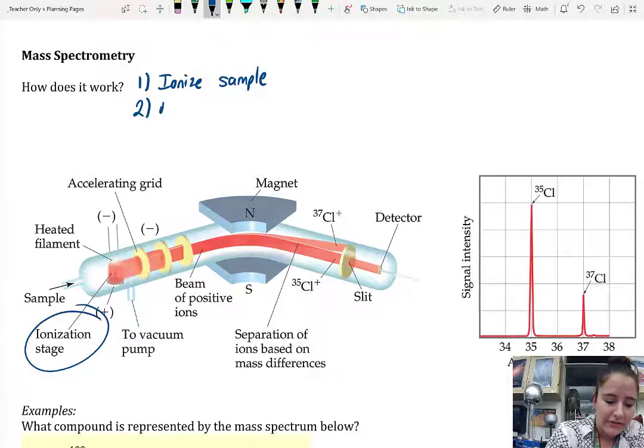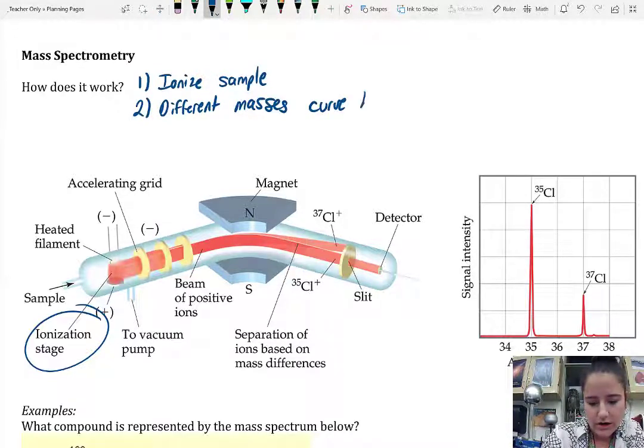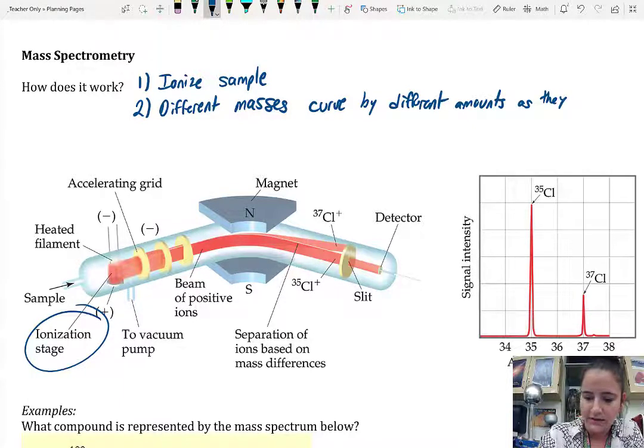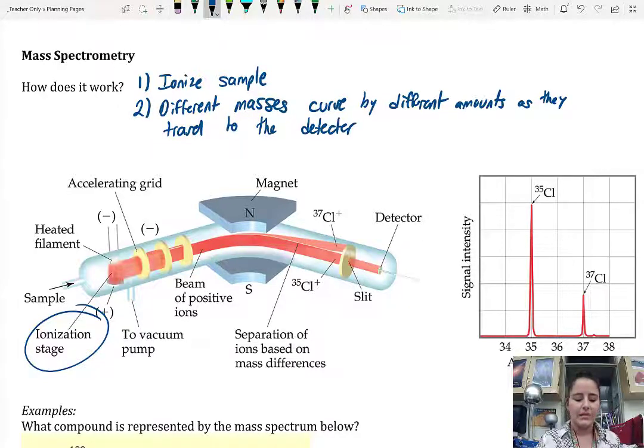So different masses curve by different amounts as they travel to the detector. Okay? And now they can actually control that and use it to separate them based on their mass differences. And they can go through that, and what they end up getting is these peaks of atoms hitting the detector.